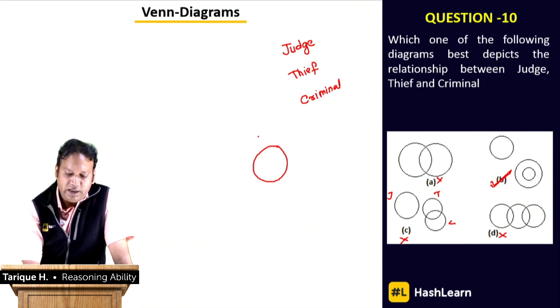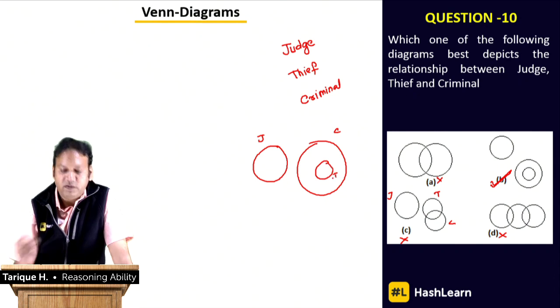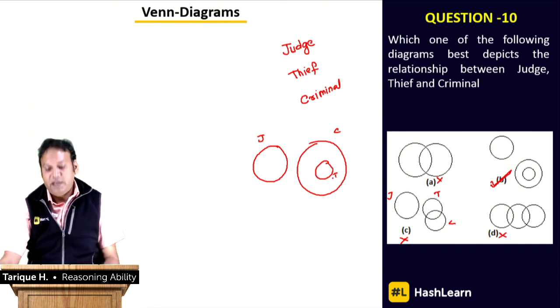Judge is a separate category, and then we have a larger category of criminals, and inside criminals we have a smaller category of thieves, because thieves are one of the types of criminals.